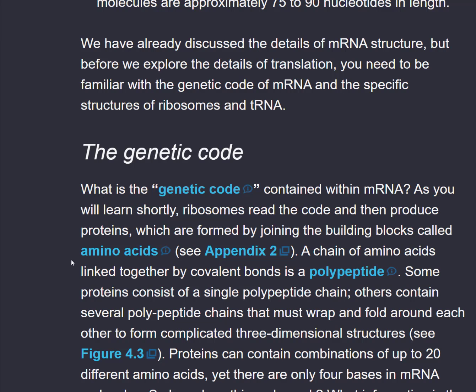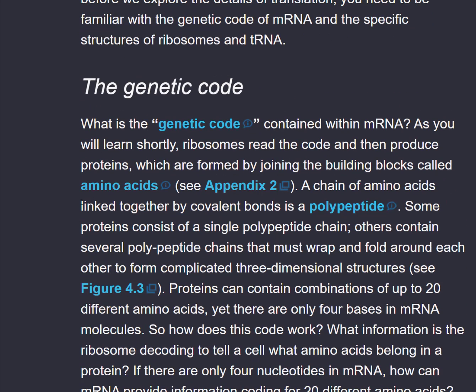Next is amino acids. Amino acids are the building blocks of protein structure. Combinations of 20 different amino acids can join together by covalent bonds in varying order and length to make a polypeptide. Next is polypeptide: a chain of amino acids joined by covalent peptide bonds, usually greater than 50 amino acids in length.